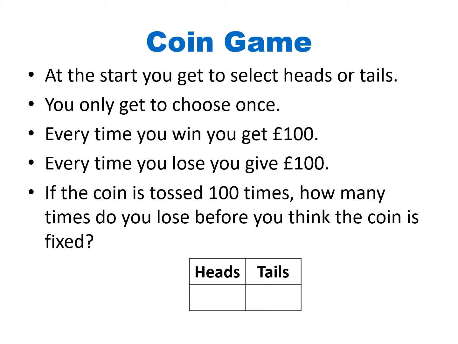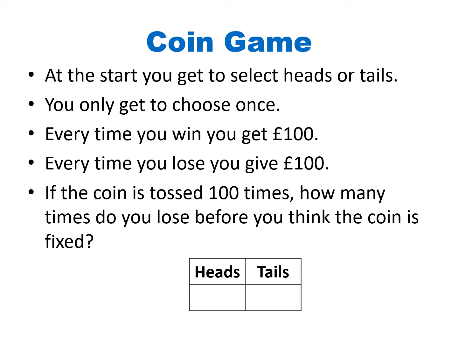So let's go for a little hypothetical. Imagine we're playing a game of chance. It's a simple coin toss, and every time we flip a coin, if it comes up that you win, you're given £100. If when we toss the coin I win, you have to give me £100. Now if we flip that coin 100 times, how many times would you have to lose? So how much money would you give me before you'd start to think the coin is fixed?